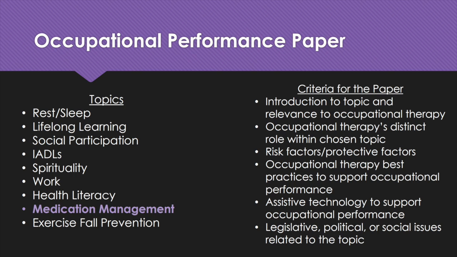On the right, you can see the criteria that we had to write for the paper. We had to write the relevance to occupational therapy's role, risk and protective factors, best practice, assistive technology that could help, legislative, political, or social issues. Now, don't worry, I'm not going to read you my entire paper, but I am going to tell you a story about it.